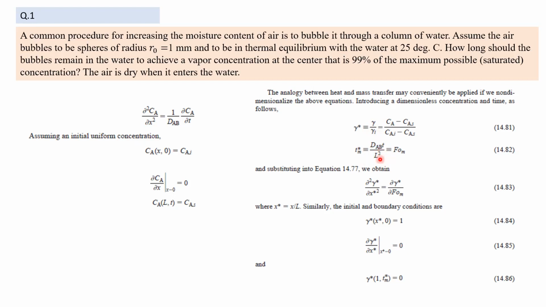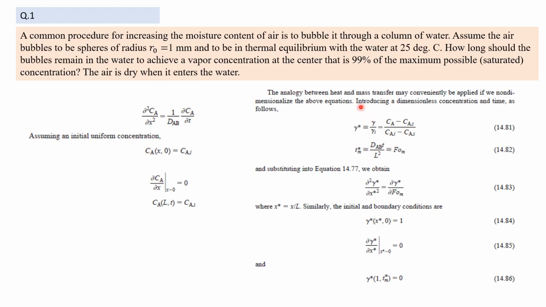So it is dimensionless, which is actually called the Fourier number based on mass transfer, denoted as Fo_m. Fourier number in heat transfer is alpha t by L square. Here it is D_AB into t by L square. There the diffusion coefficient is the thermal diffusivity alpha. Here, D_AB is the diffusion coefficient. So just plug these things into the main equation.